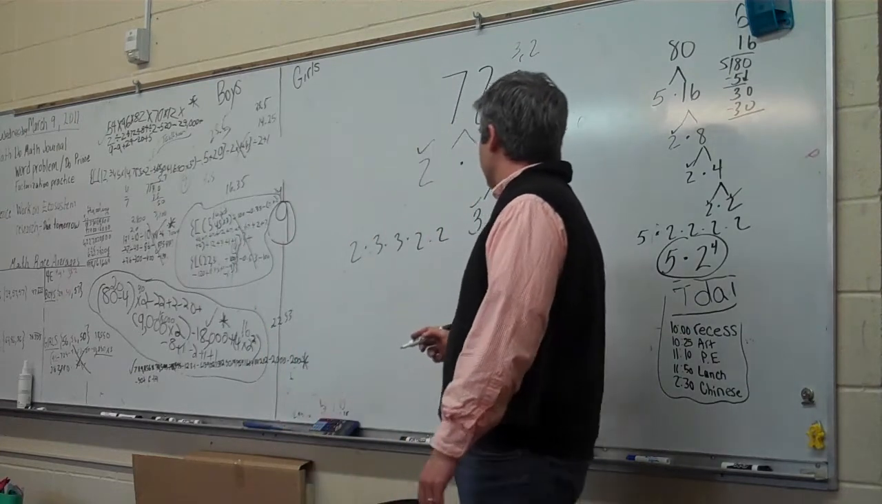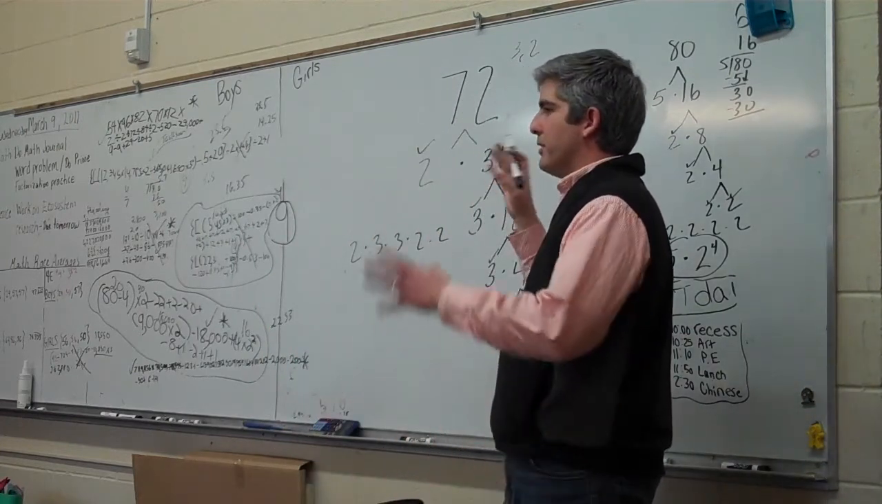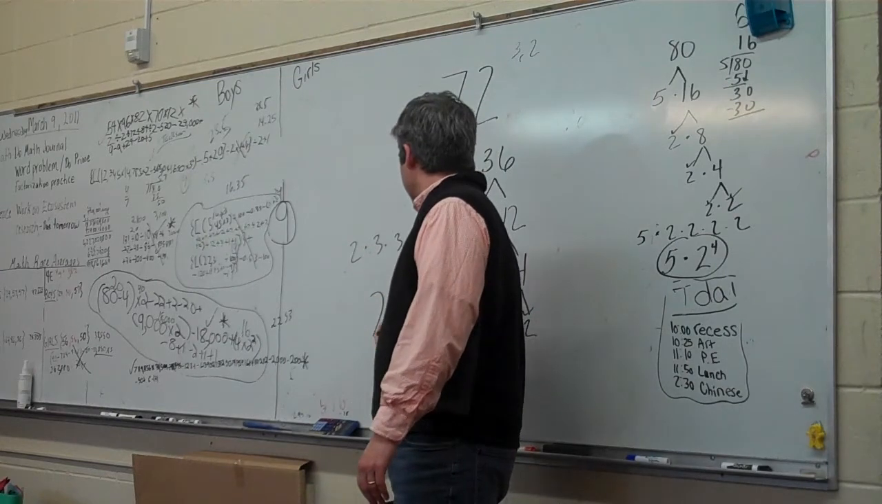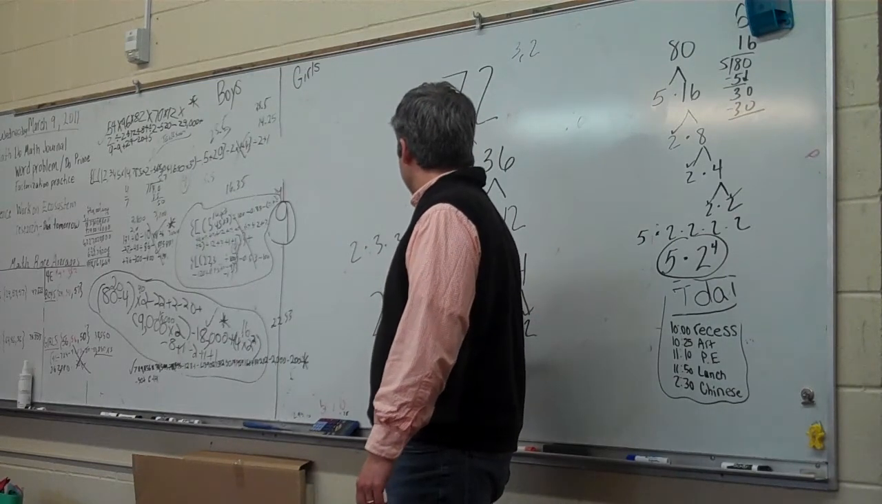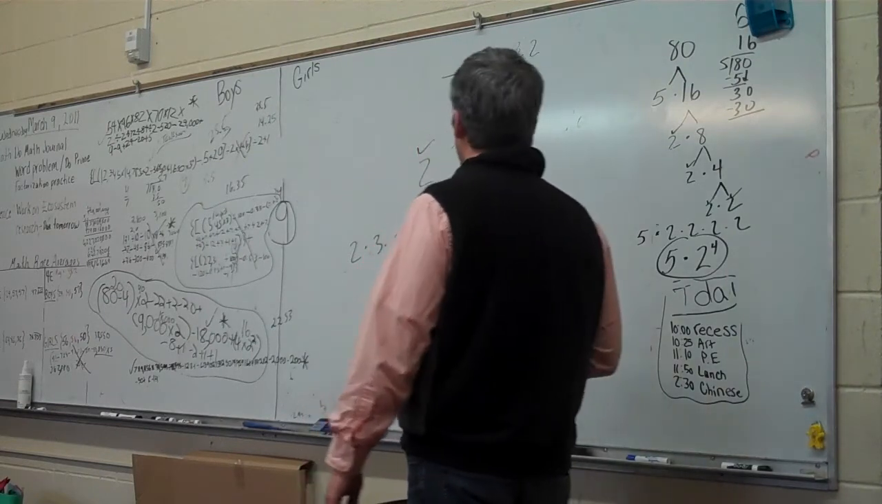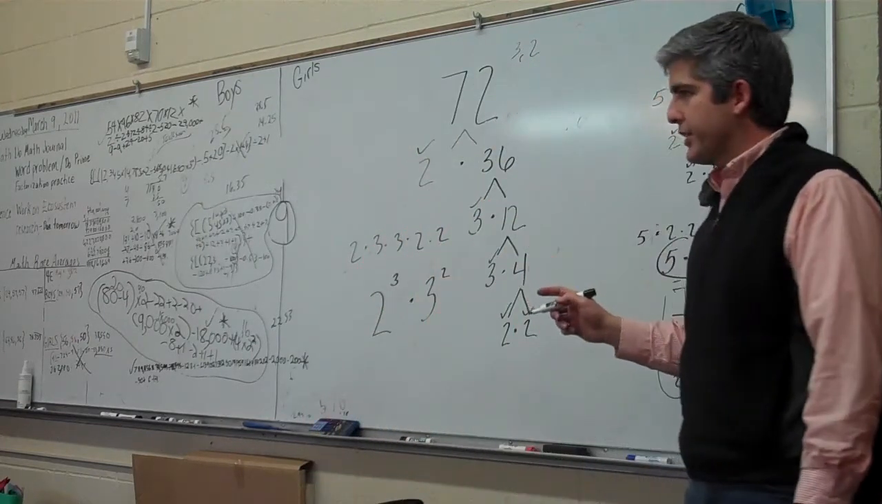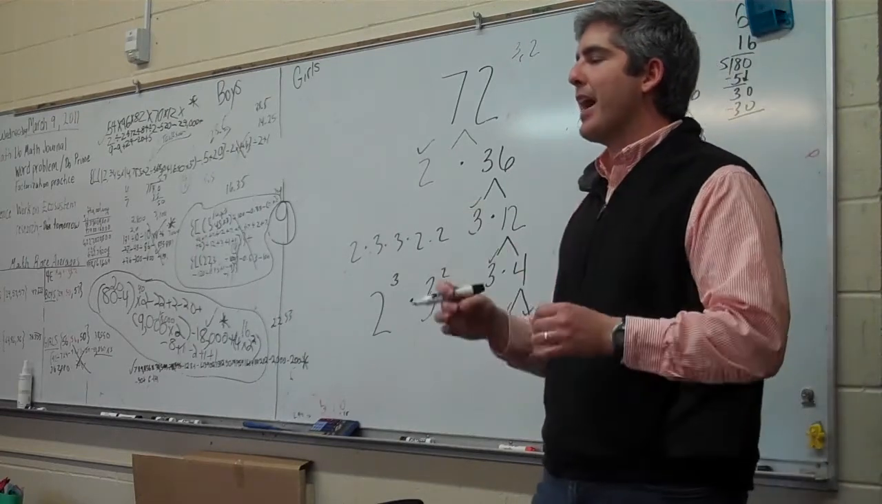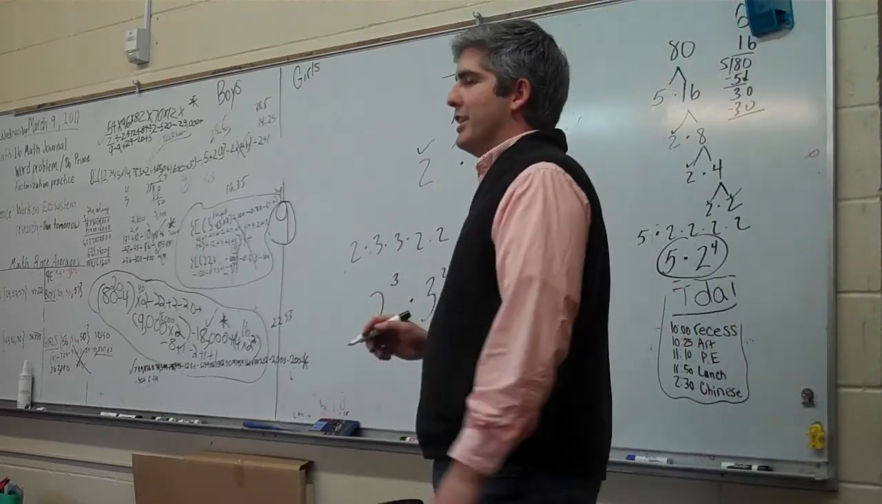Usually, when you have an even number, sometimes it works its way down. So, how many 2's do we have? 3. So 2 to the third times how many 3's do we have? 3 to the second. 3 squared. So 2 cubed times 3 squared is the prime factorization of 72.